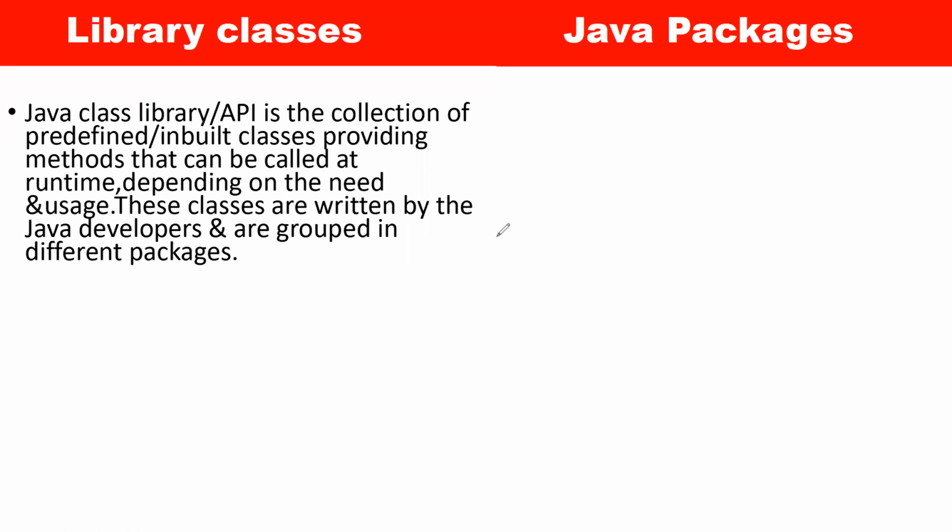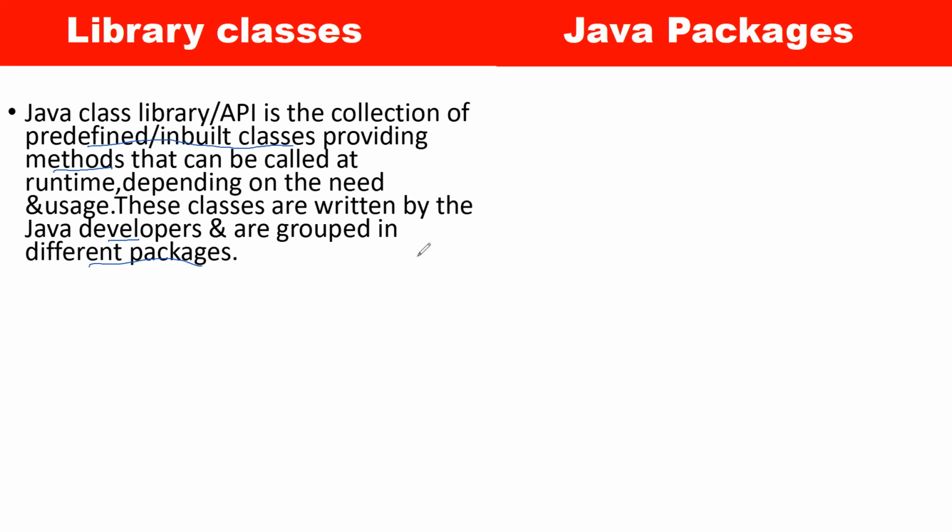See, for example, see the definition part. The Java class library or API is nothing but a collection of predefined or inbuilt classes which provide different methods that can be called and used in our programs depending on the requirement. So these classes are developed by the developers and are placed in different packages of Java. So you are already familiar and already making use of certain methods while doing programming.